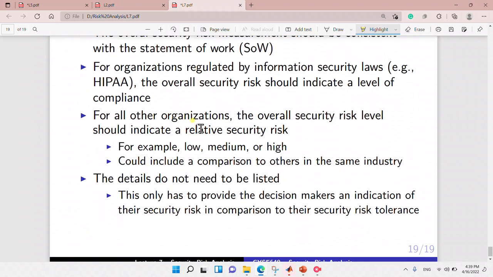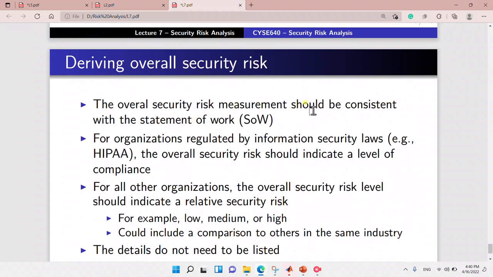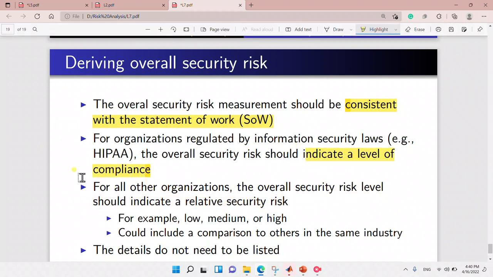Now we want the overall security risk. The overall security risk measurement should be consistent with the statement of work. And organizations are regulated by information security laws. And overall security risk should indicate a level of compliance. Meaning when we arrive at a security risk statement, it should be compliant with the already existing regulations. This way we know the matter is going in the correct direction.